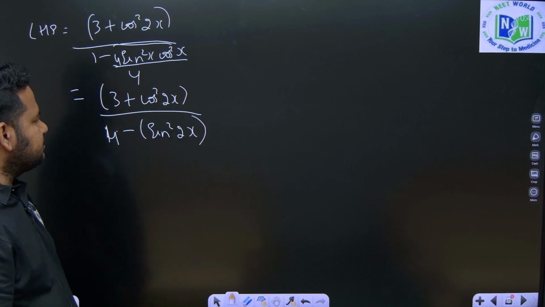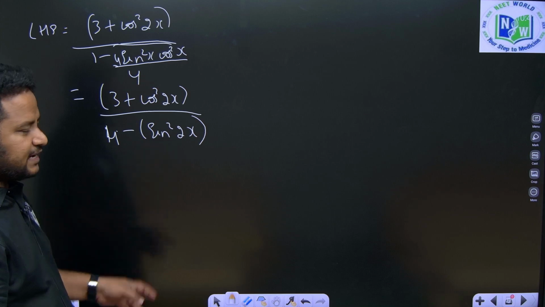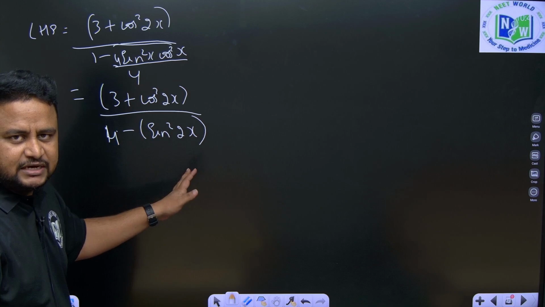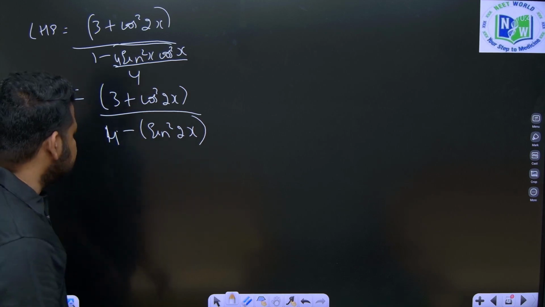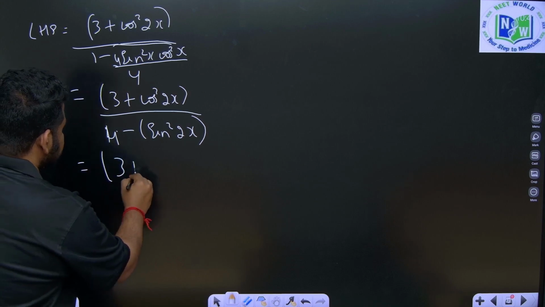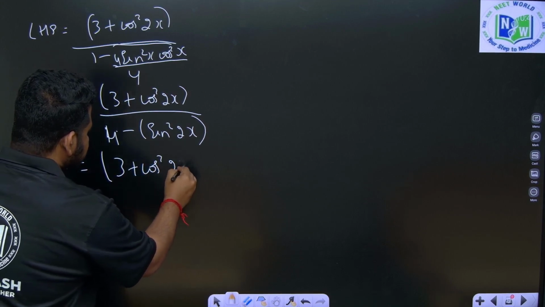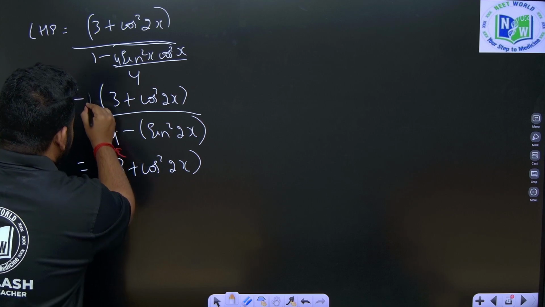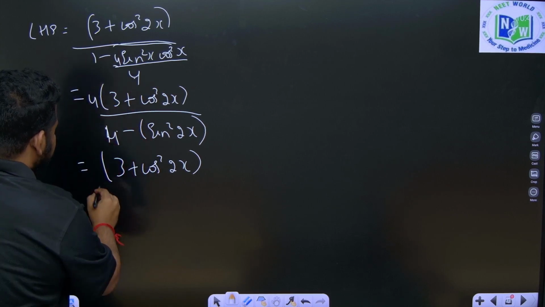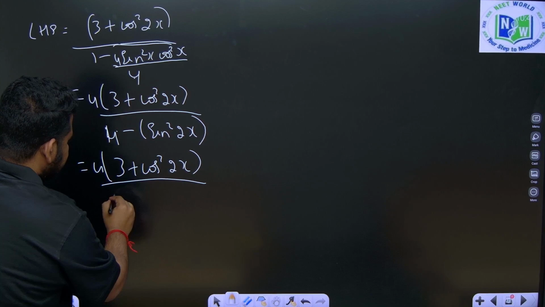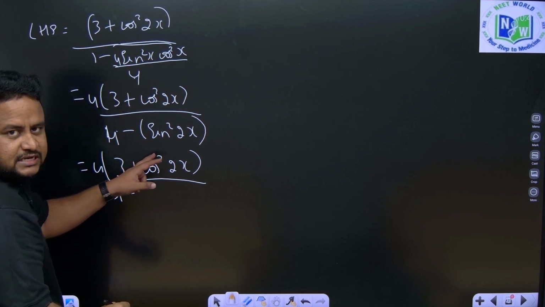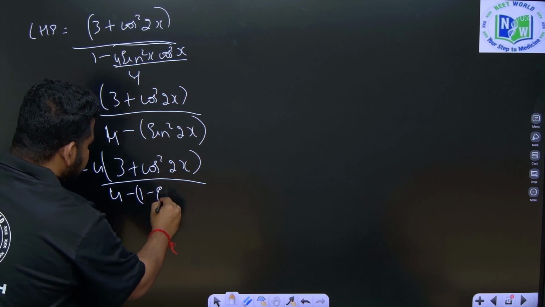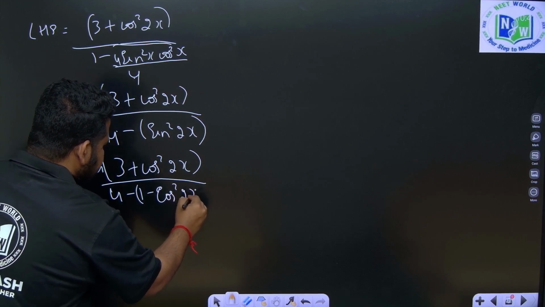Now this sin square 2x, just as sin square x can be written as 1 minus cos square x, similarly sin square 2x can be written as 1 minus cos square 2x. So this will become, friends, 3 plus cos square 2x. This 4 will be there, no? If I take LCM, this denominator 4 will come up. So 4 into 3 plus cos square 2x by 4 minus the sin square 2x, which can be written as minus 1 minus cos square 2x.